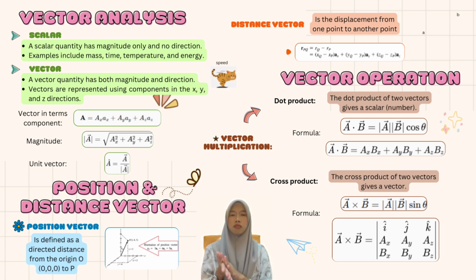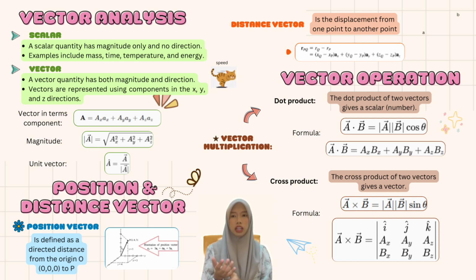Next, position vector and distance vector. A position vector represents the location of a point measured from the origin, while the distance vector represents the displacement between two points. Finally, there are two important vector operations, dot product and cross product.